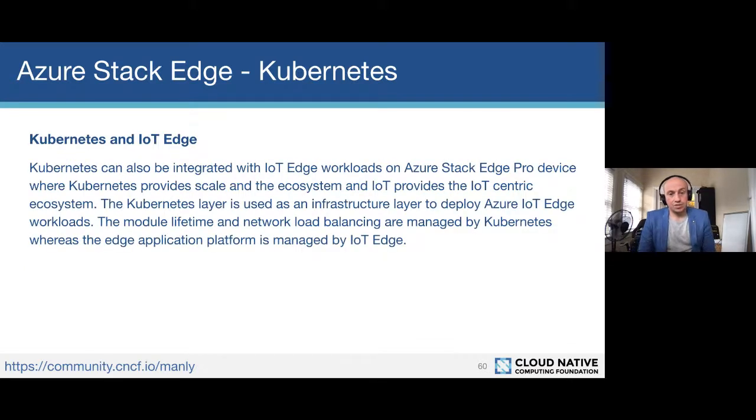And then Kubernetes can also be integrated with the IoT Edge workloads on Azure Stack Pro device, where Kubernetes provides scale and ecosystem, and IoT provides the IoT-centric ecosystem. So the Kubernetes layer is used for the infrastructure layer to deploy the IoT Edge workloads, and the module lifetime and network load balance is managed by Kubernetes, whereas the Edge application platform is managed by the IoT Edge. So similar to what I was talking about before, IoT can handle all of the application deployments as well, and Kubernetes will be taken care of, which is quite good.